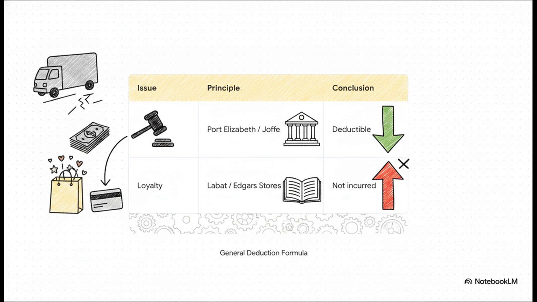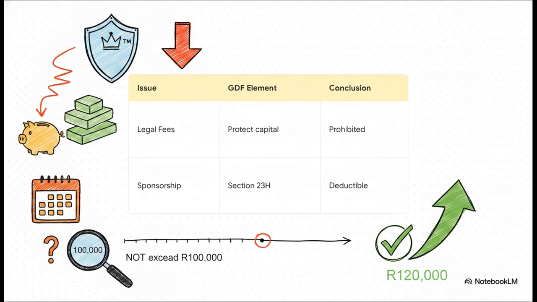Now for the loyalty points. The issue here is actually incurred. You cite Labatt and Edgar's Stores. The principle. There must be an unconditional obligation and a diminution of assets. Application. By year-end, the points are unredeemed, meaning the liability remains conditional. Conclusion. Not actually incurred, so not deductible yet. Marks awarded. Now for part 2.